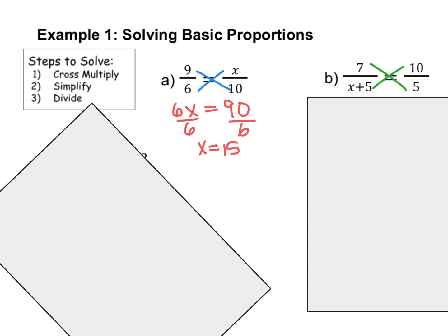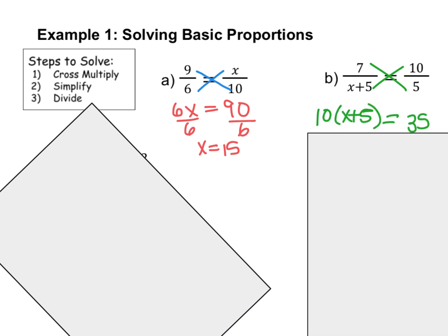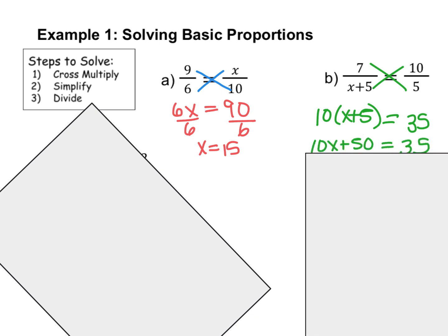In the next problem, this problem has an expression, x plus 5. So when you do the multiplication, 7 times 5 is still just 7 times 5. But when you do this multiplication of 10 times the x plus 5, we need to recognize that that needs to be distributed. So it's not just 10 times x, it's 10 times the x plus 5. So that needs to be distributed out to be 10x plus 50. That's the simplifying step here.